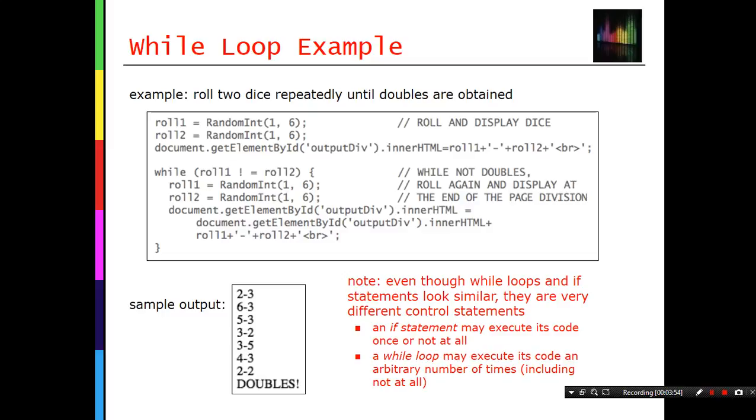While loops and if statements look very similar. A while loop can execute its code an arbitrary number of times. It could be a whole bunch of times, it could be no times. An if statement will only execute its code once, or not at all. It won't keep executing that code. It only does it once, if it does it at all.